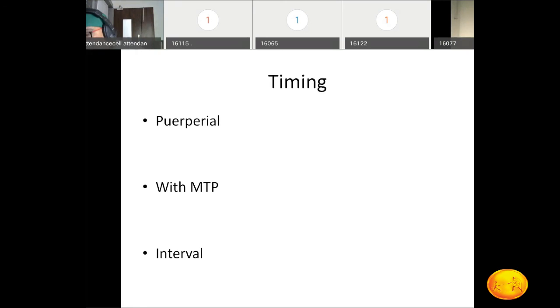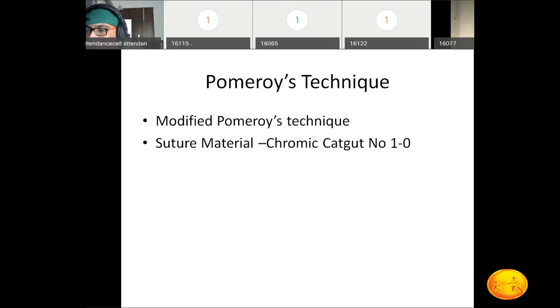What is the technique we use? We use a modified Pomeroy technique. So here we open the abdomen. We go through all those layers. We open the abdomen, take the fallopian tube, make a loop of that fallopian tube, and tie it with chromic catgut number 1, and then we cut that loop, and then the medial end of the fallopian tube is ligated with non-absorbable suture material. This is known as a modified Pomeroy technique. This is the technique followed in our hospital.